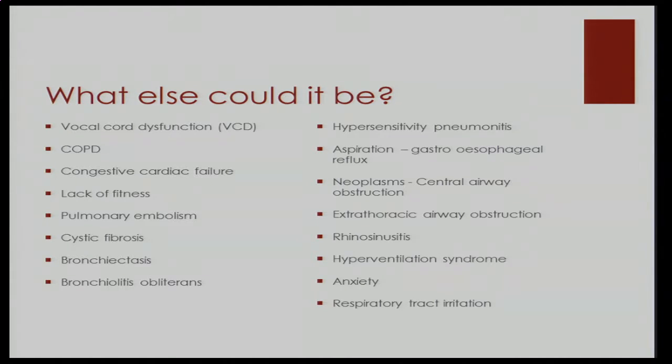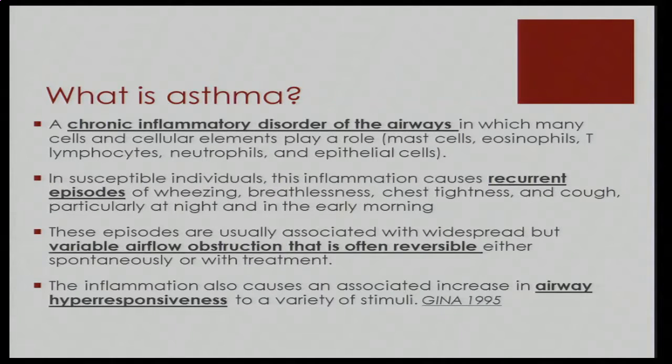Other rare things like bronchiectasis, cystic fibrosis, bronchiolitis obliterans, hypersensitivity pneumonitis can be quite difficult to differentiate from occupational asthma because patients will present with intermittent symptoms, maybe associated with a workplace exposure, often with cough, shortness of breath and wheeze. And then other things that we really don't want to miss, like lung cancer, cancer in the large airways causing obstruction, and then other upper airway conditions like rhinosinusitis, which can also be work-related, anxiety, upper airway respiratory tract irritation. So what is asthma?